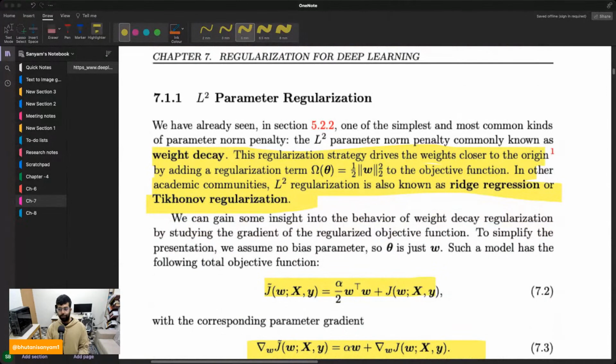After this, they introduce L2 parameter regularization, and I had summarized this in the slide, so I'm going to mention a few things here. This is commonly known as weight decay. If you want to generalize that, basically you're trying to reduce the weights, bringing them as close to the origin as possible, and weights are usually in higher order dimensions. They say this regularization strategy drives the weight closer to the origin by adding omega, defined like so, to the objective function. This is known as ridge regression or Tikhonov regularization.